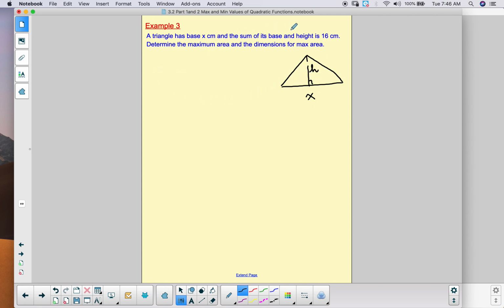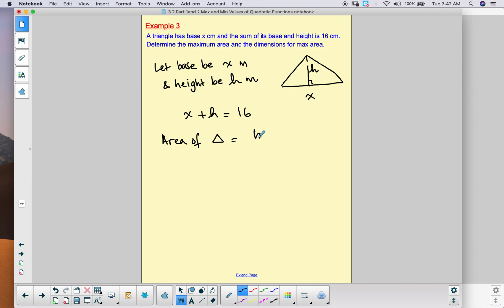And it says that the sum of its base and height is, so let the base be x and height be h, and the sum of its base and its height is equal to 16 centimeters, as given to us in the question. And the area of any triangle is base times height divided by 2. So in this case, our base is x, our height is h, divided by 2.